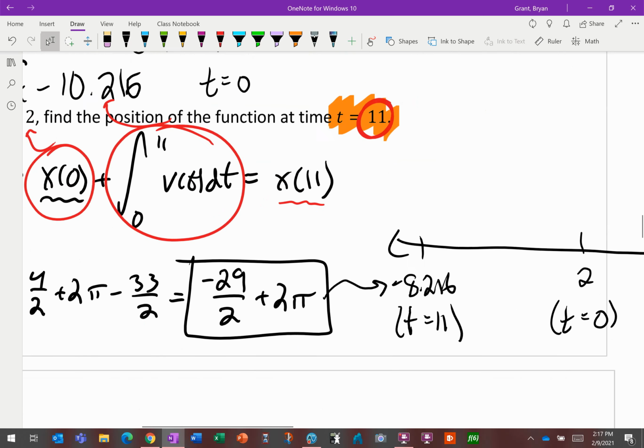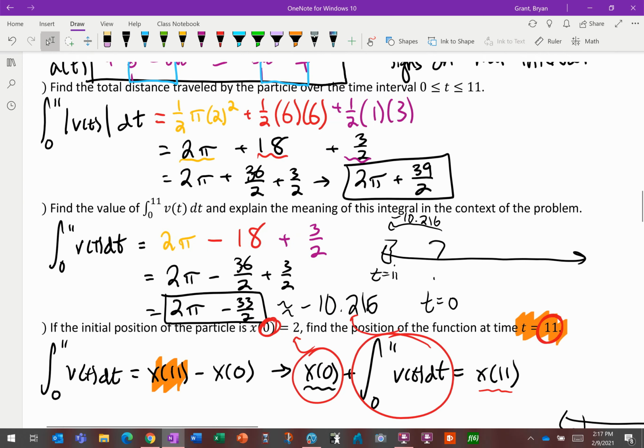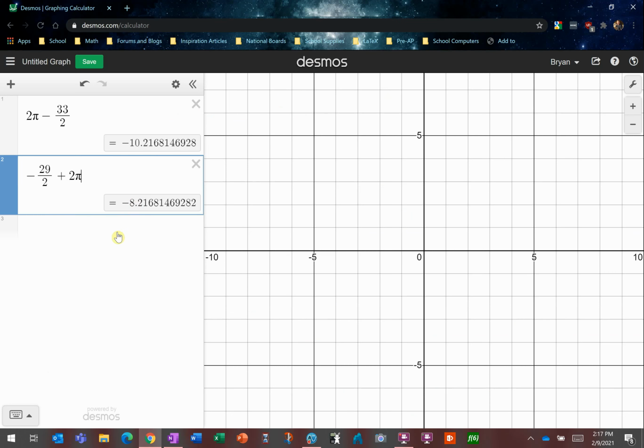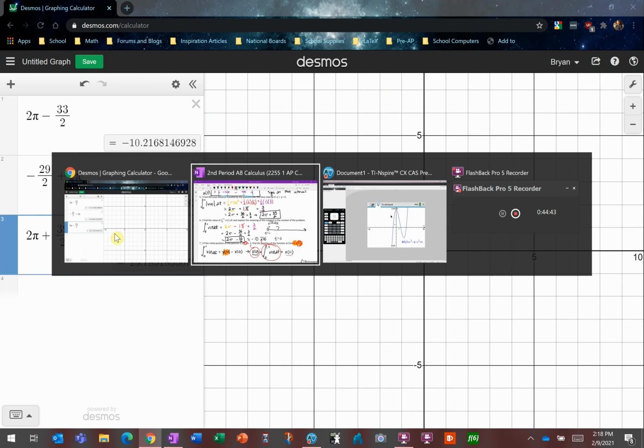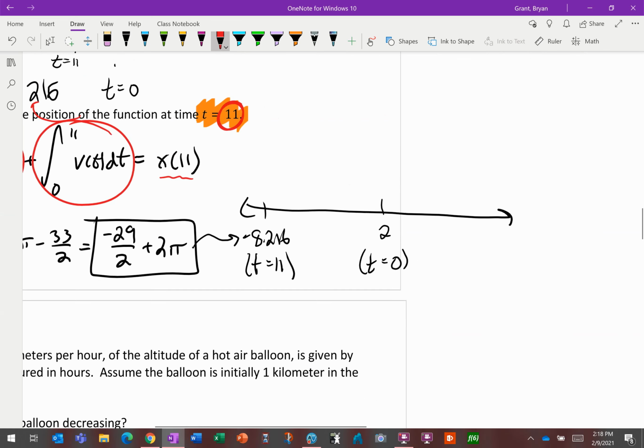To go even further, what does this guy up at the top mean? 2 pi plus 39 halves. Well, this is 2 pi plus 39 halves. 25.783, that's a huge number. What does that tell us about our number line down here? Well, it actually doesn't tell us anything.